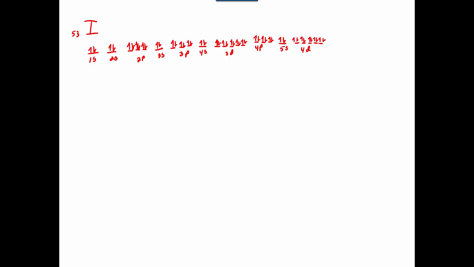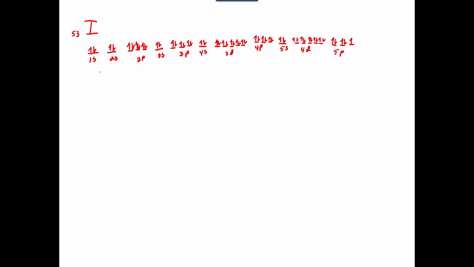And let's see, we have 5 electrons left over. They're going to go into the 5p orbitals. So we have 1, 2, 3, 4, 5 electrons. This is the 5p subshell. So if we count these up, we have 2, 4, 6, 8, 10, 12, 14, 16, 18, 20, 22, 24, 26, 28, 30, 32, 34, 36, 38, 40, 42, 44, 46, 48, 50, 52, 53 electrons.